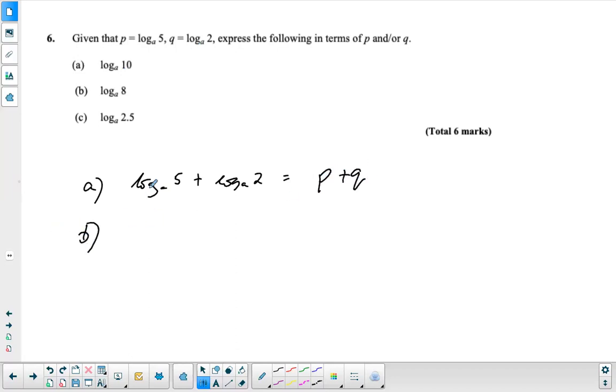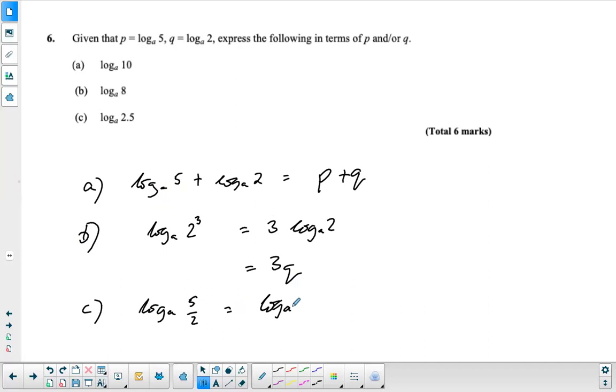B, log to the base A of 8 is log to the base A of 2 cubed, which is 3 log to the base A of 2, which is equal to 3Q. And finally, log to the base A of 2.5 is log to the base A of 5 divided by 2, which is log to the base A of 5 minus log to the base A of 2, which is P minus Q.